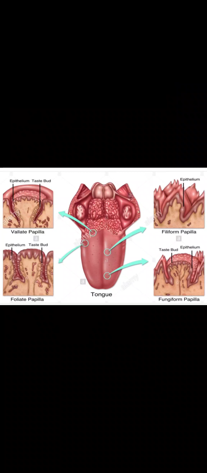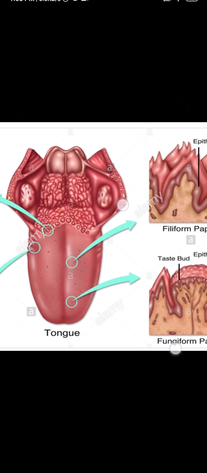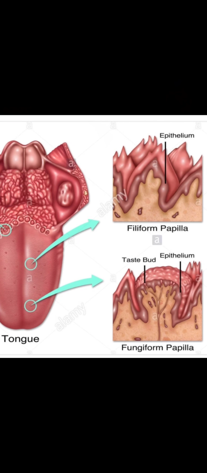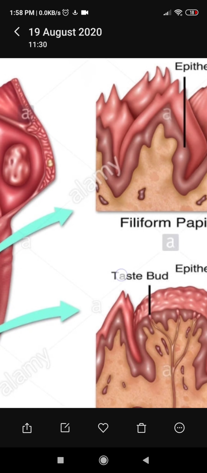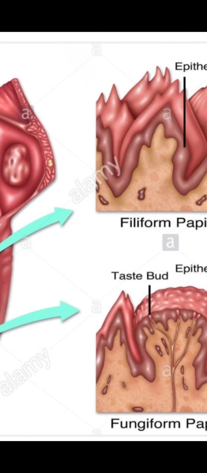Fungiform papillas are much less numerous and lightly keratinized, and interspread among the filiform papillas. So fungiform papillas are mushroom shaped. You can see the dome shaped, mushroom shaped, and they are well vascularized, and they have got numerous taste buds on their apical surface. You can see the taste buds are present. These are the taste buds. They are present on their apical surface.